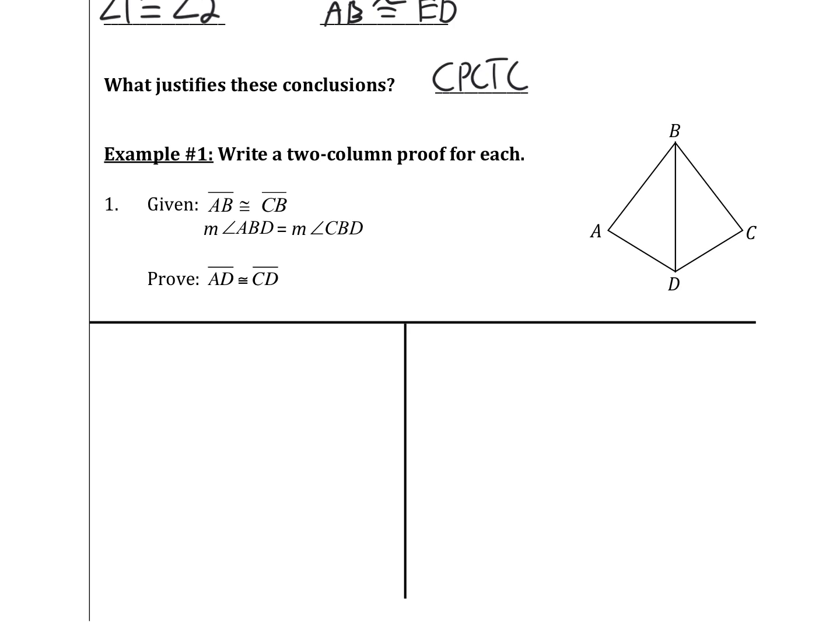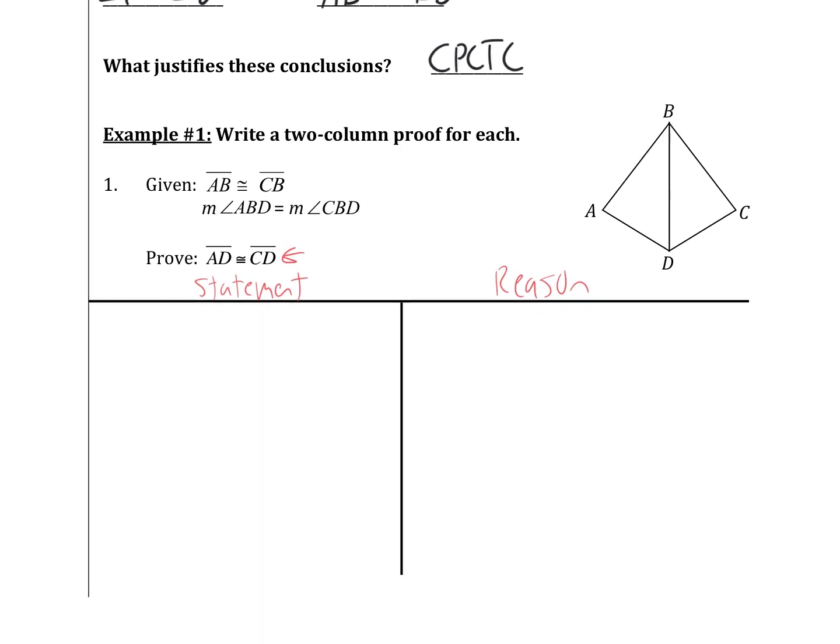So, up on the top here we have statement and reason. All right, it says given AB is congruent to CB and measure of angle ABD is equal to measure of angle CBD. What do we always start with? We start with our given. So one thing I want to mention here, we're not proving the triangles are congruent. We're proving this down here, that AD equals CD. So you'll see how we do that in a second here, okay?